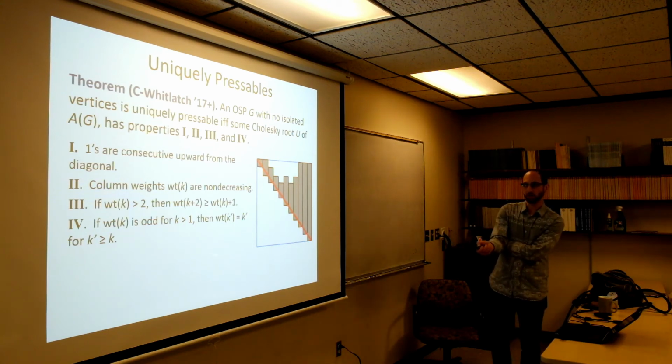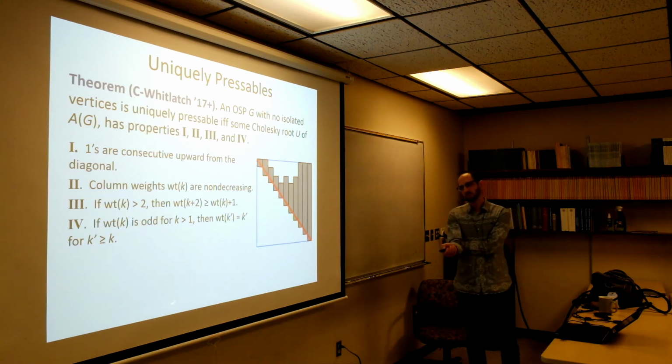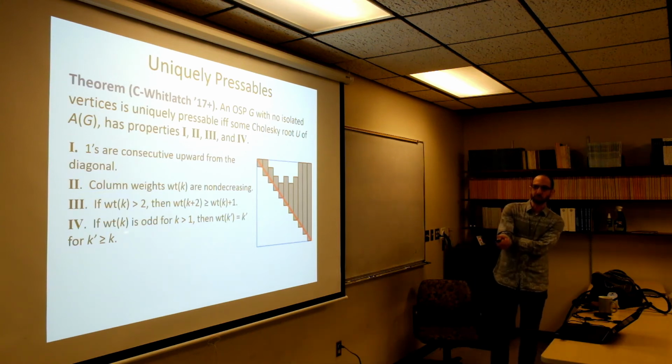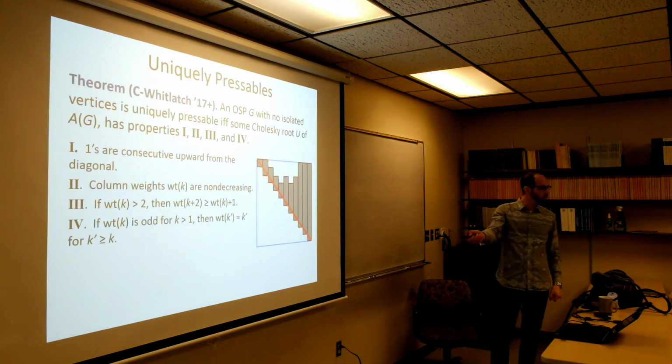That's the Cholesky root of the associated adjacency matrix. Also, a slightly funny condition: if any of the weights become odd, then all of the weights after that are the entire column. So the stack of ones, once you get an odd number of ones in one of these columns, the stack has to go all the way to the top of the matrix and stay there for the rest of the matrix, reading left to right.